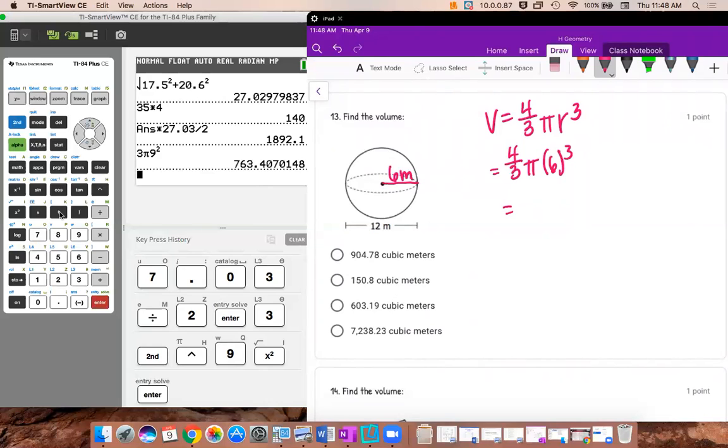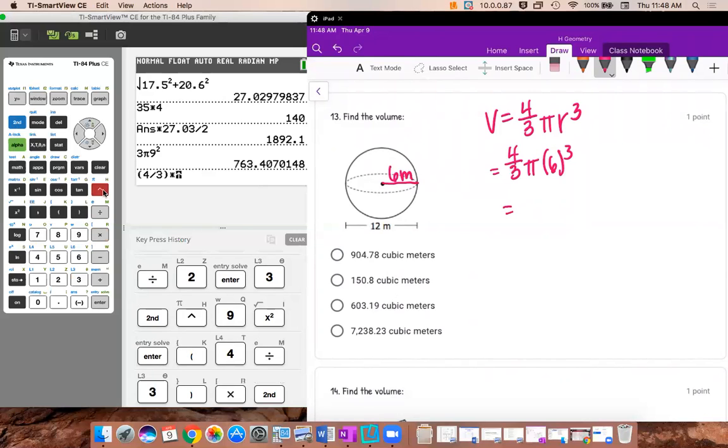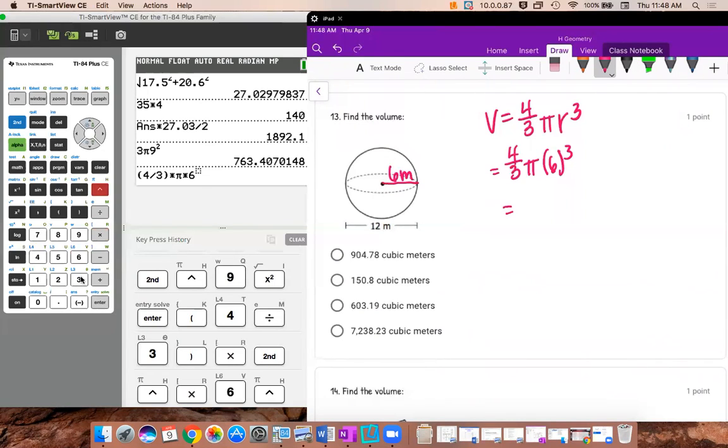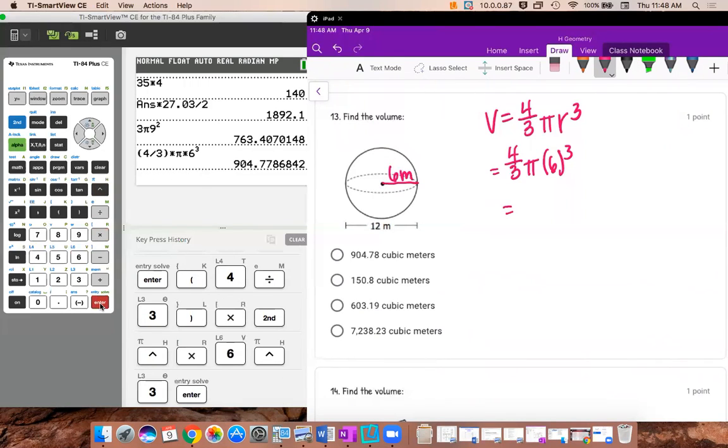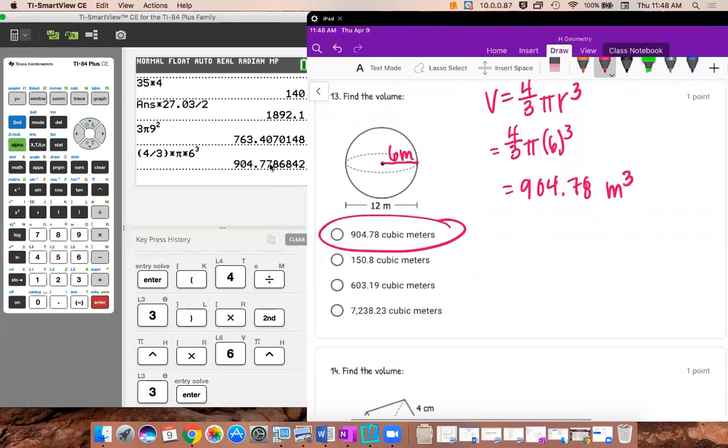Then we just type it in. I'm going to do parentheses 4 divided by 3, times pi, times 6 raised to the 3rd. And we get 904.7. We're doing 2 decimals, so the 8 is going to round that up. So 904.78 meters cubed, because we're working with volume. So then that's going to be your answer right there.